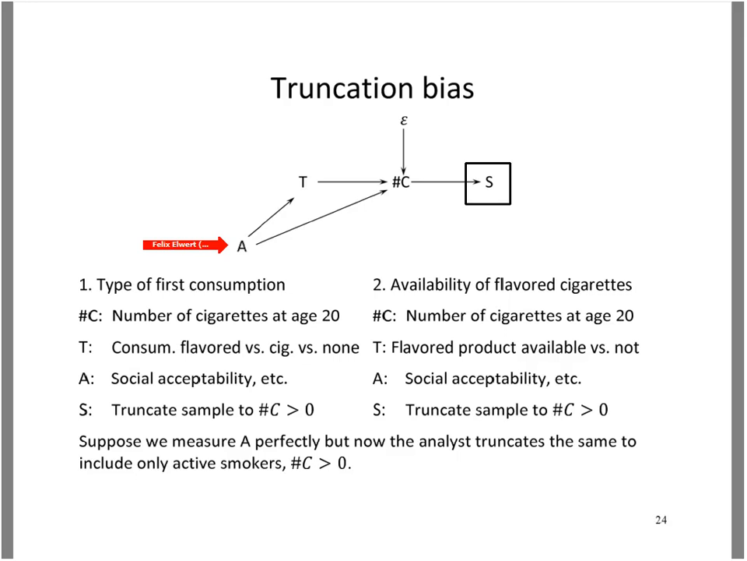This would give us selection or truncation bias. The idea here would be that we truncate the sample. We should truncate the sample to include only active smokers. This is sometimes done.